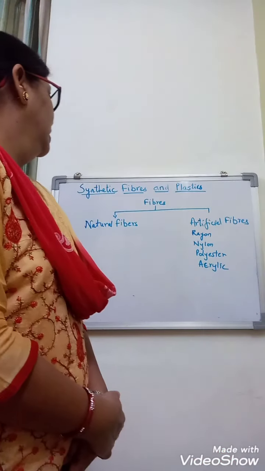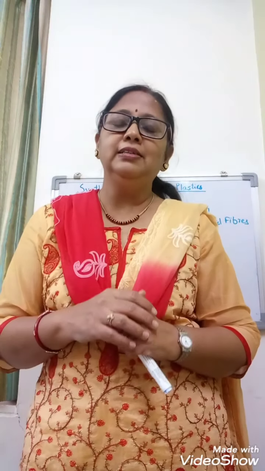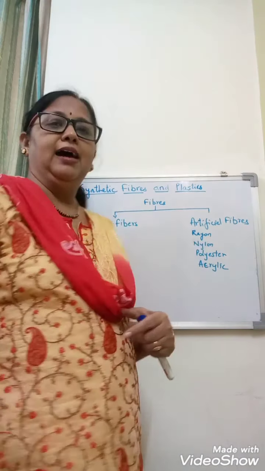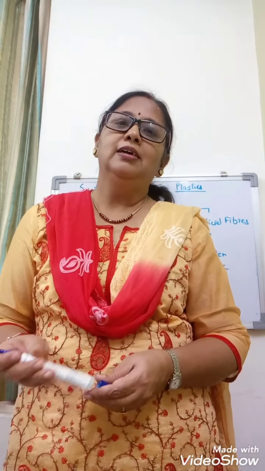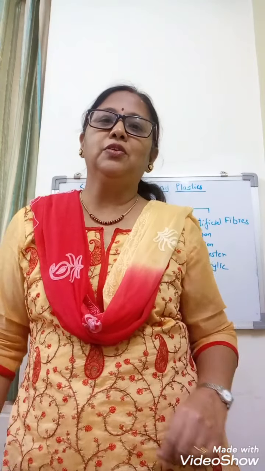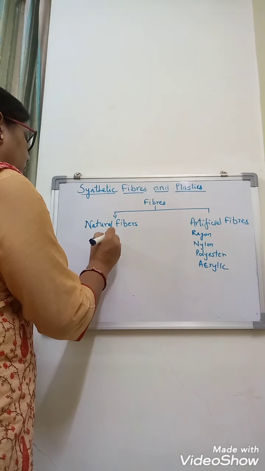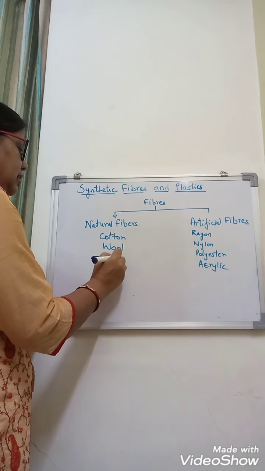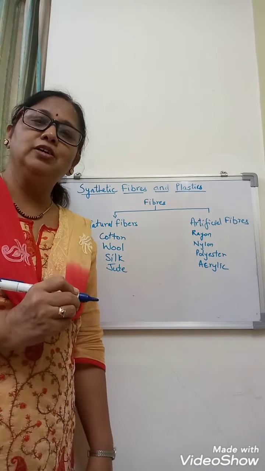Now our unit for today is synthetic fibers and plastics. You know that fibers are nothing but very fine threads. They can be of two types: natural fibers and artificial fibers. Natural fibers, as you know, are found naturally. Can you think of some examples? For example, cotton. Cotton is a natural fiber. Then we have wool, silk and jute. So, these are the natural fibers. You already know about them.